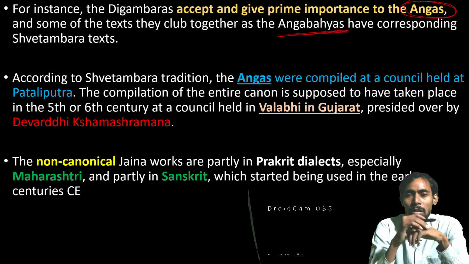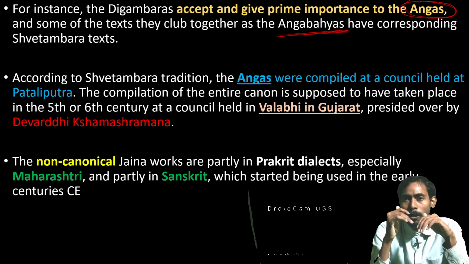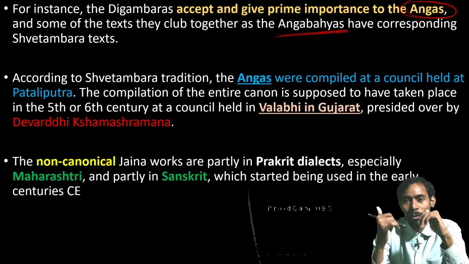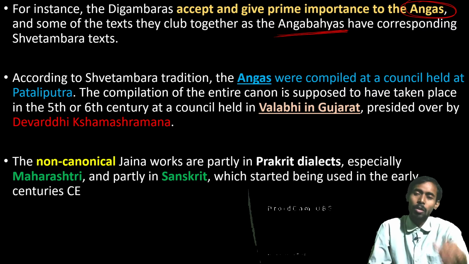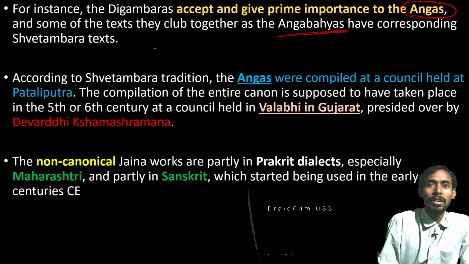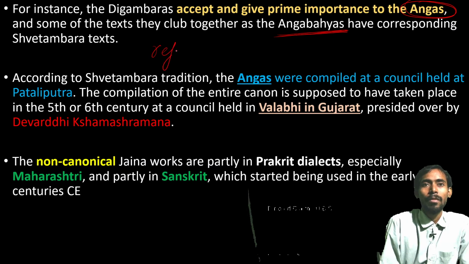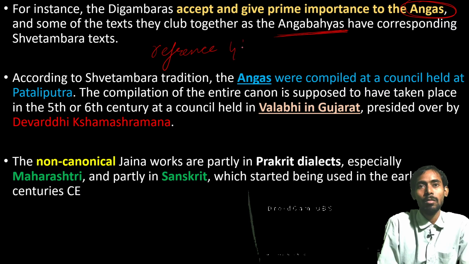Now we would also like to know the timeline of the Jain literature. If we talk about the timeline, here we find references from the 4th or 5th century BC.